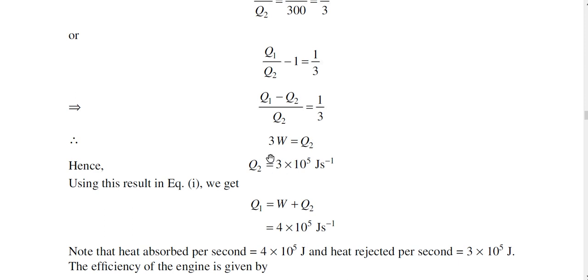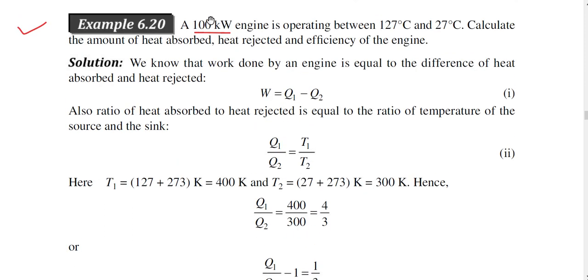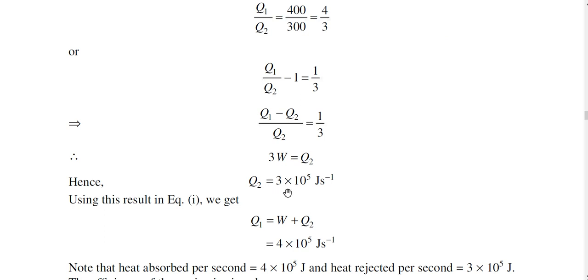So, Q2 will be 3 into W. So, 3 into 10 to the power 5, because W is actually 10 to the power 5, 100 kilo means 10 to the power 5 watt. So, Q2 will be 3 into 10 to the power 5. So, we have calculated Q2.